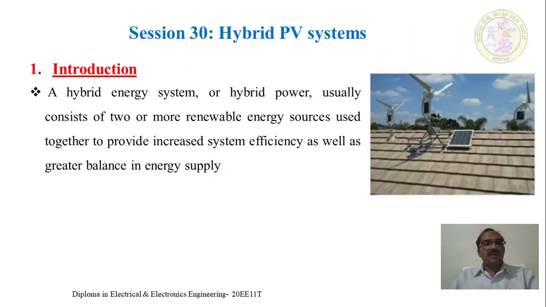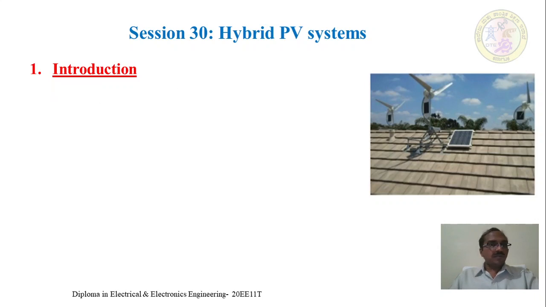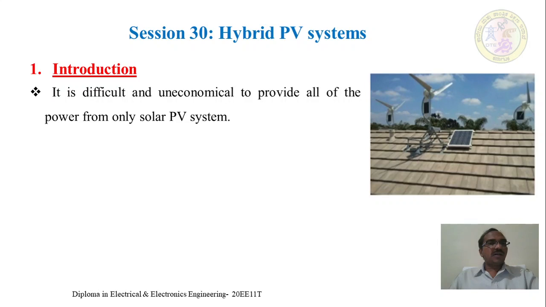So what are we going to learn in this case? Hybrid means a combination of power. Whatever renewable energy sources are there, two or more renewable sources of energy are combined together. For what purpose? To enhance the efficiency as well as to produce greater energy. It is difficult and uneconomical to provide all the power from only one solar system.